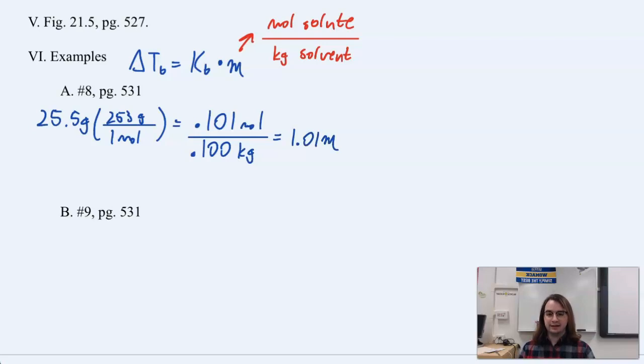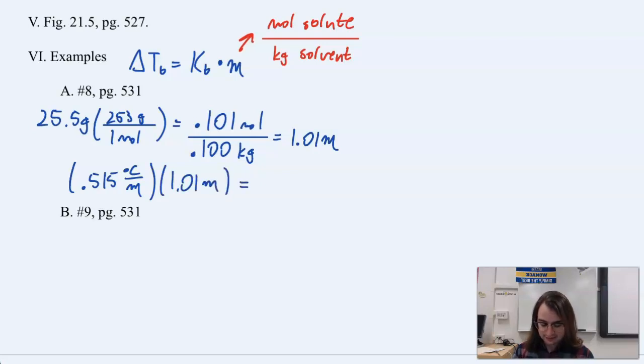Now that we know our molality, we can plug it into the equation. So we multiply our molality. Let's go look for the Kb first. This is for water, so we're looking for the Kb of water. That is 0.515. So we take that 0.515, and that's Celsius per molal, and we multiply it by the molality. And when we do that, that's going to give us delta Tb.